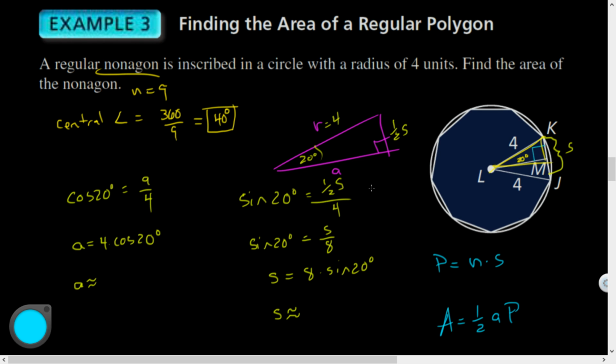So 4 times cosine 20 is 3.759. Let's see, 8 times sine 20. And I get 2.736.